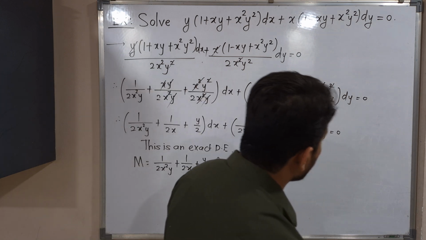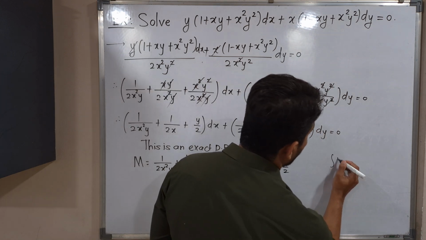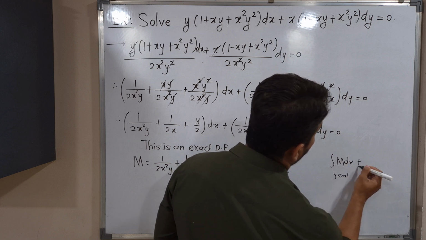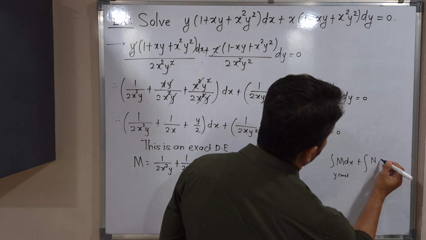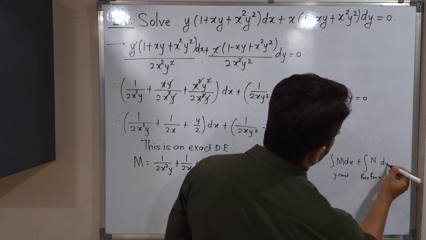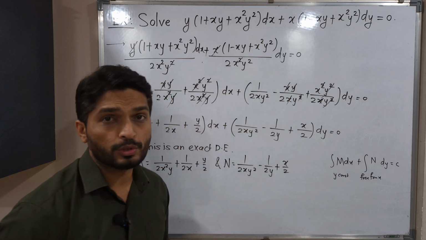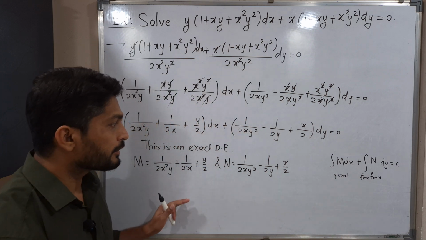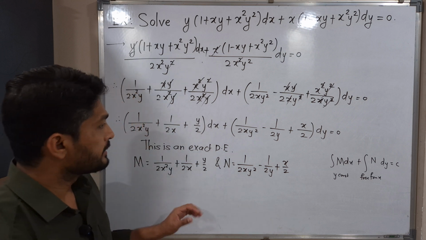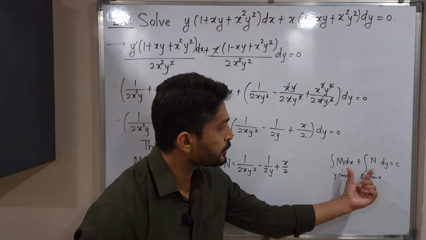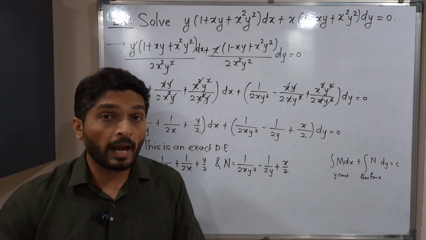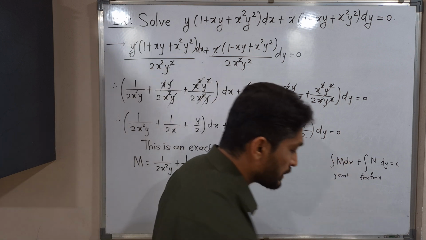Now the question is, what will be the solution? The solution is integration m dx by treating y constant and integration terms of n free from x dy is equal to c. This will be the solution. Okay, so when you have exact differential equation, we have a fixed formula to calculate its solution. See, it is simply the addition of two integrals. So what will I do? I will solve these two integrations separately. We will add and we will write is equal to c. That will be the answer.